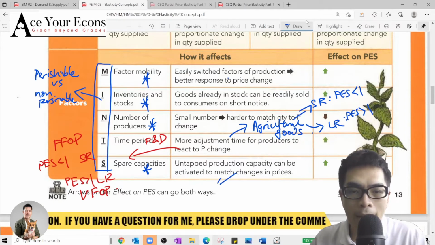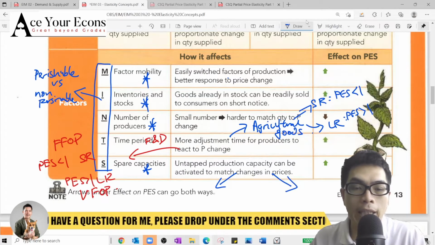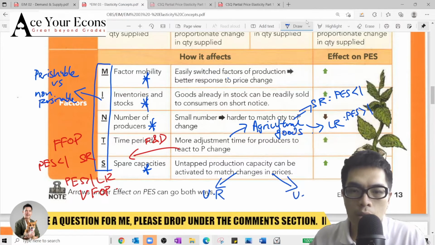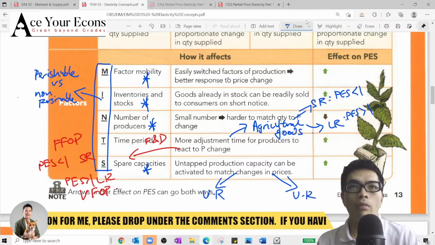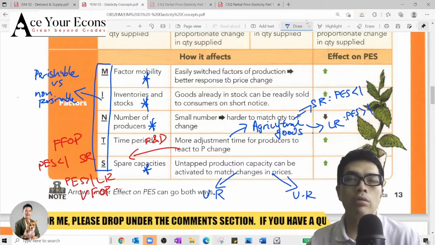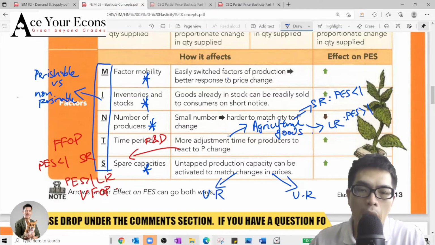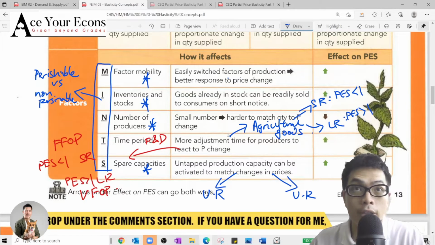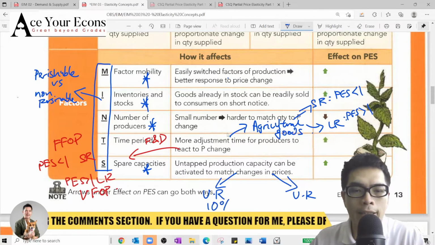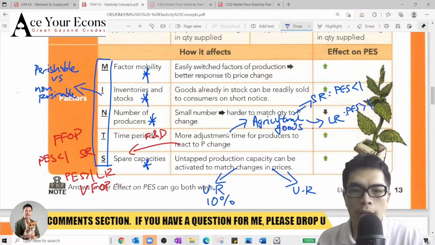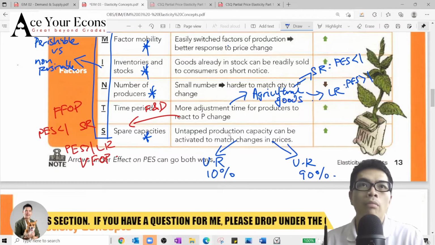So spare capacity, we are looking at the concept of what we call utilization rate of your production resources. I call this UR in short. So let's say you have a plant, you have a factory, and your resources, your machineries and your workers, are utilized 10% of the time, as compared to utilized 90% of the time. Which one is more busy?